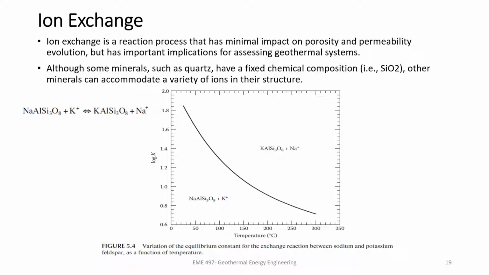An aqueous solution in equilibrium with alkali feldspar at a given temperature should have a specific sodium ion to potassium ion ratio. In other words, the ratio of Na+ to K+ in a solution is temperature sensitive and has the potential to act as a geothermometer.